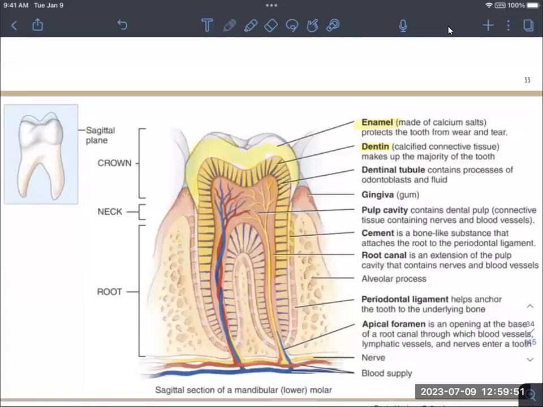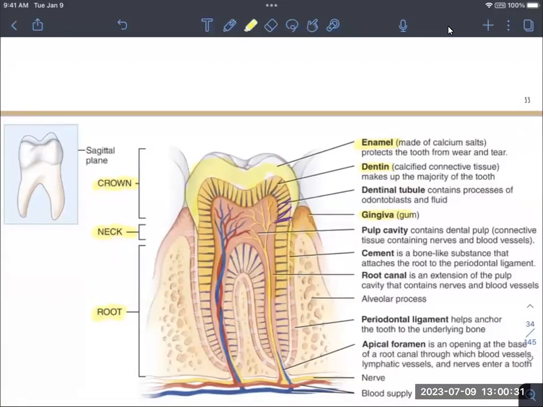These little dental tubules here, if they get exposed anywhere, this is what causes that sensitivity to hot, cold, different chemicals. That gingiva we said was the gums that covers parts of the neck of the tooth per se. That crown at the top is the visible part. That neck is where that gingiva or gums sit, and then that root is everything underneath.